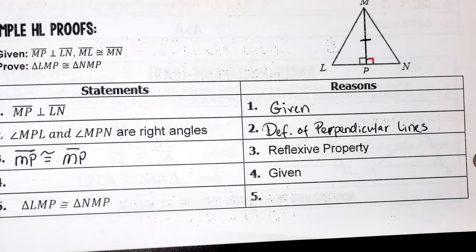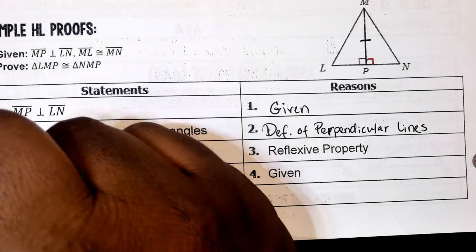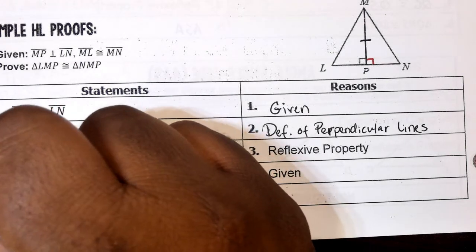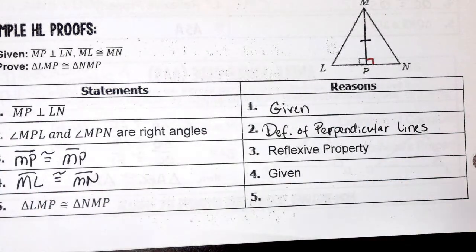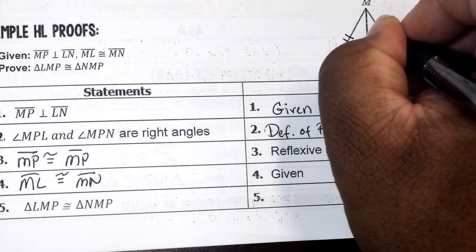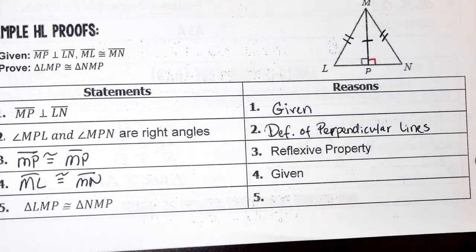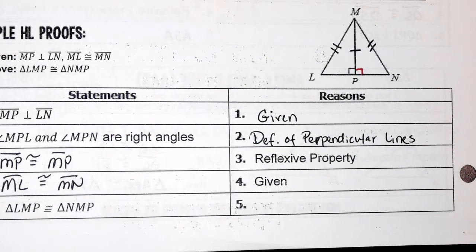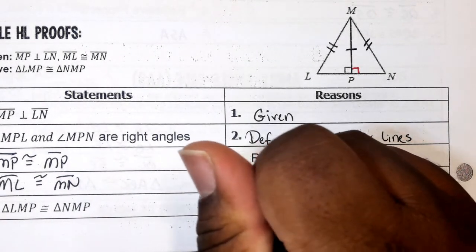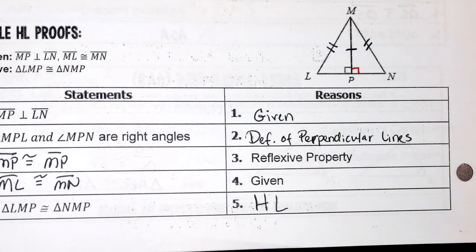Then the next line says given, Rama. What else was given? ML is congruent to MN. I'm going to mark those congruent as well on my figure. And then obviously once you finish marking, you can see that this is HL congruency.